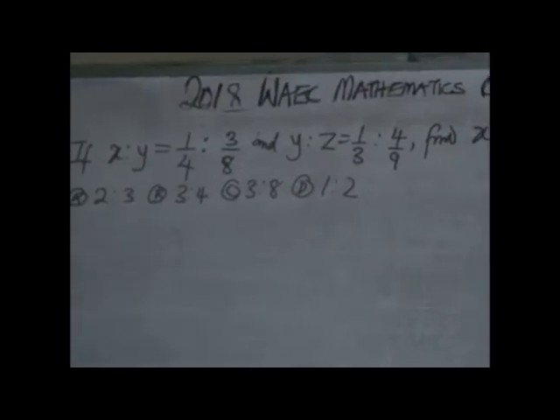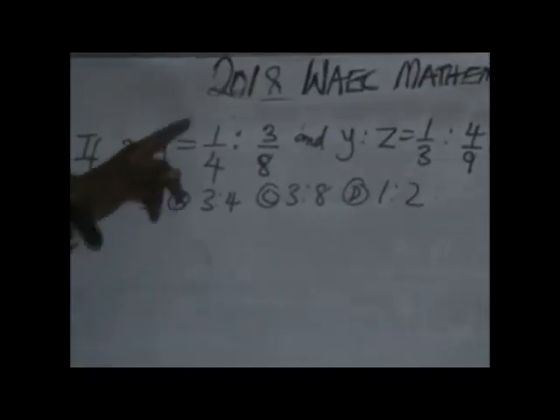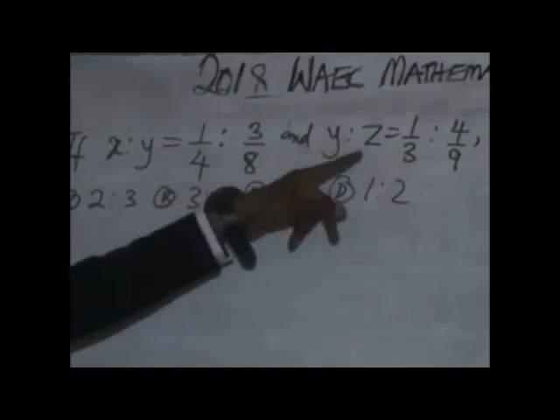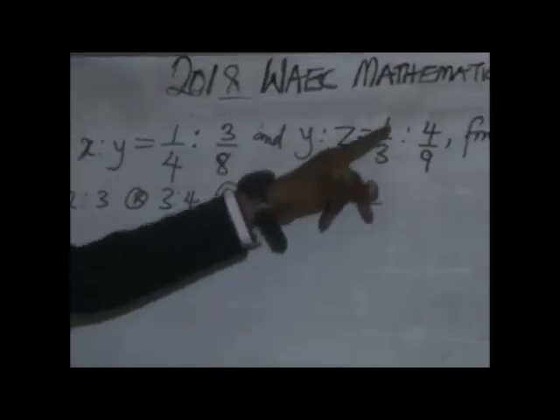Alright, let's move on to the next question, question 44 of the 2018 WAEC mathematics paper. It says if x ratio y equals 1 over 4 ratio 3 over 8, and y ratio z equals 1 over 3 ratio 4 over 9, we have to find x ratio z.